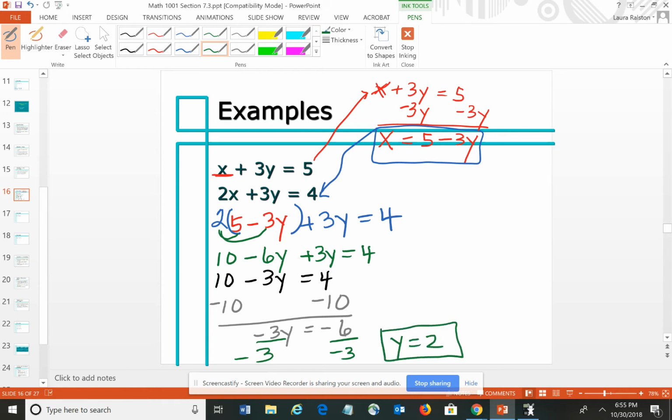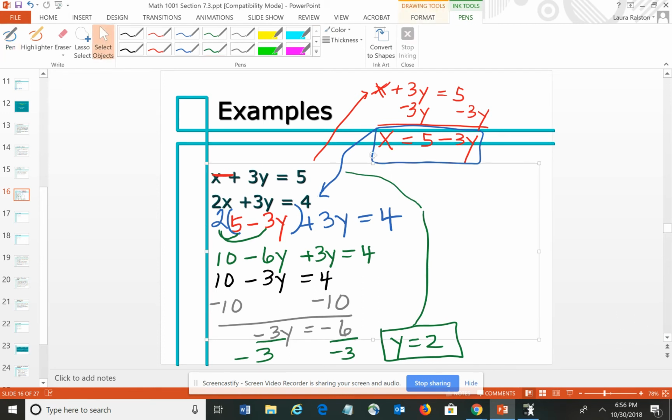Then I take the value of positive 2 and I go back to one of the original equations. It really doesn't matter which one. I substitute back in to find the corresponding x. And you may say, well, why can't I go up here to where x is already solved? You can, but if you solved it incorrectly, you might get it wrong.